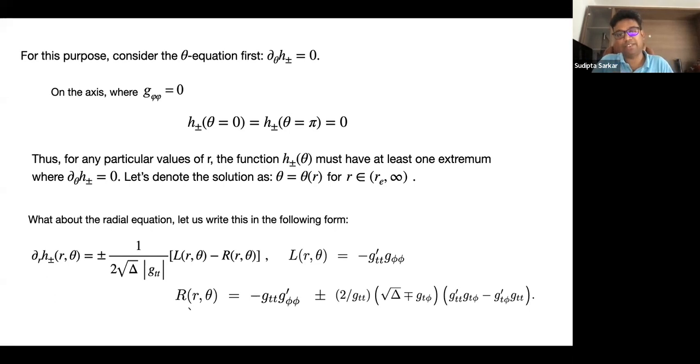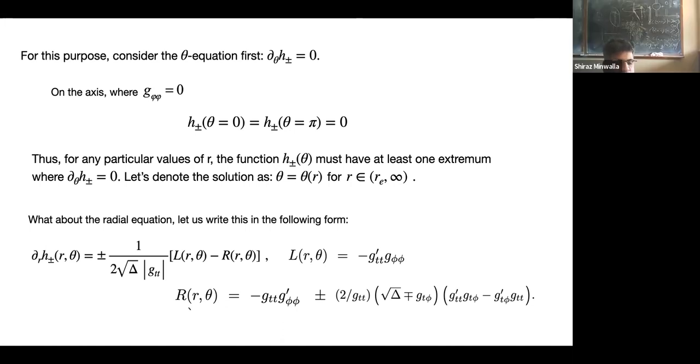And we can show that if the axis is defined at theta equal to 0 and theta equal to pi, the function h must vanish on the axis. So therefore, there must be a value of theta where there is an extremum, by what is called the mean value theorem or some theorem. Okay, it's calculus, I forgot the name.